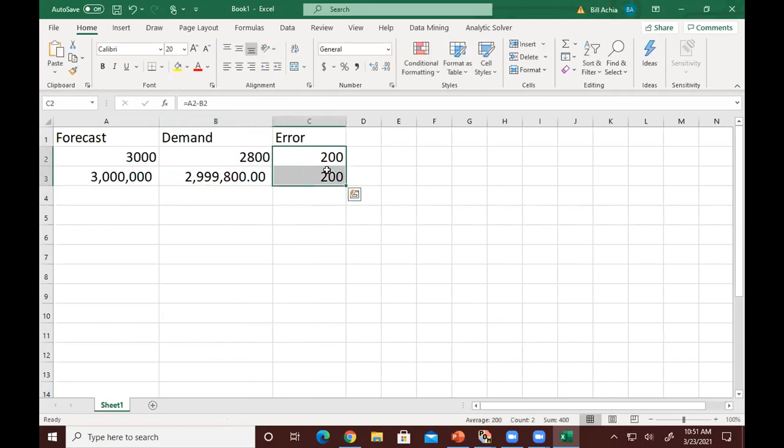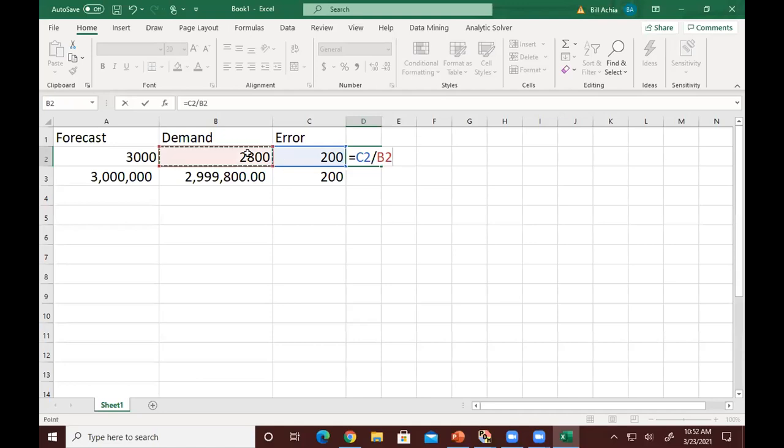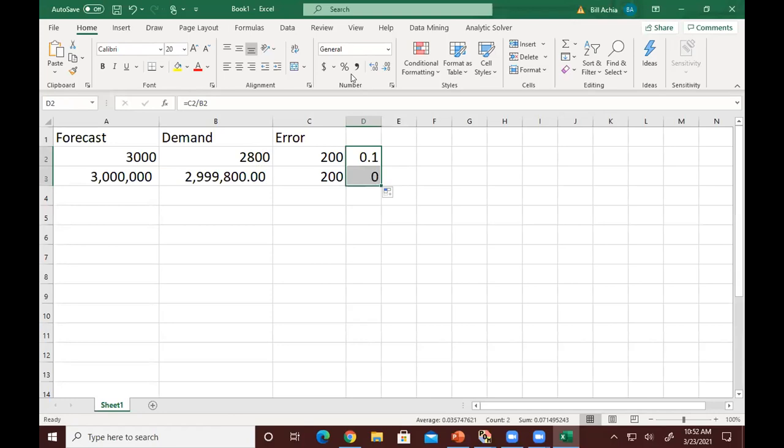Okay. So in this case, we have the same exact unit difference in terms of our forecast and our demand, but the mean percentage error enables me to say that this difference here was a difference of 200 divided by the actual demand. And I'll do the same for this and change it into percentage.